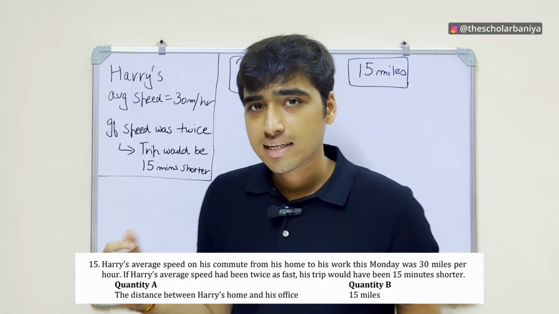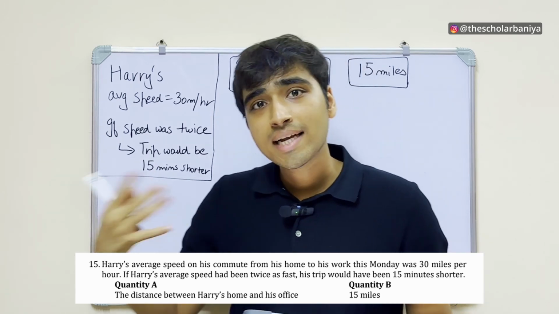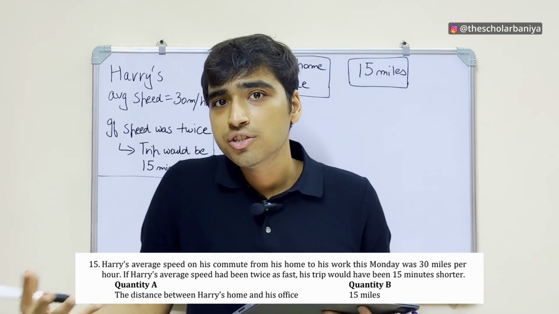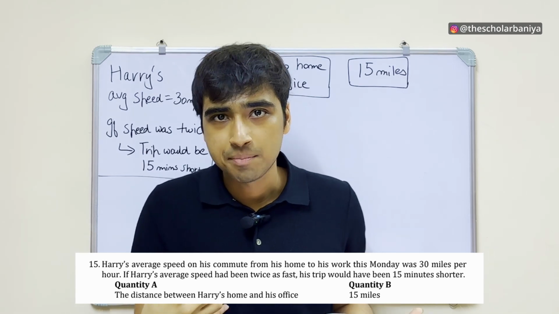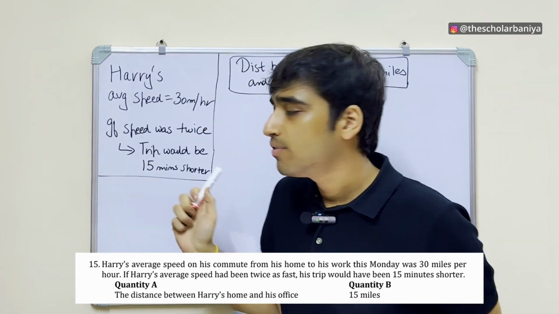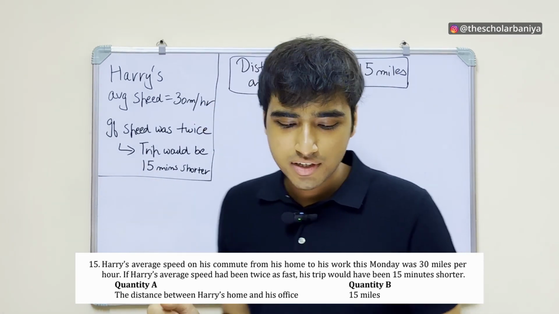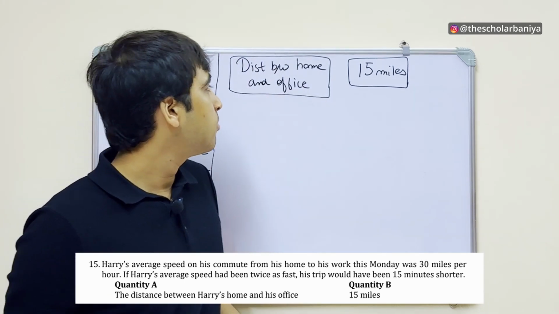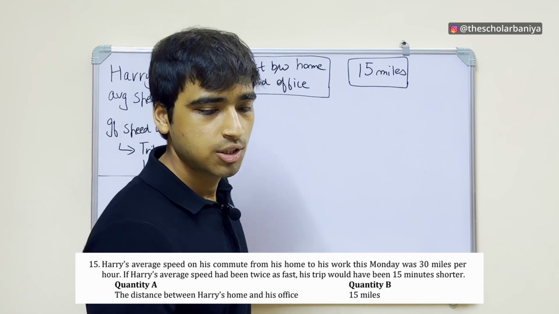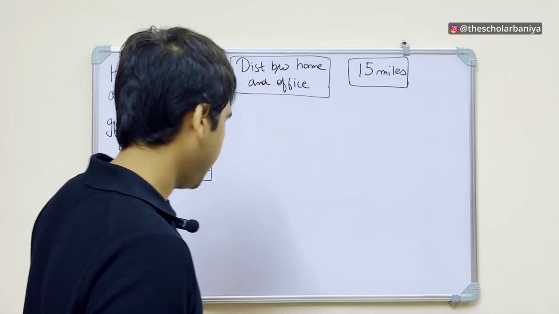So what the question is saying is that if the speed was twice as fast, obviously you'll reach earlier, because if your speed is more, then you'll take less time. So that means the trip would be 15 minutes shorter. This is given. And we have to compare the distance between home and the office and 15. So this is what we are given in the question, right?